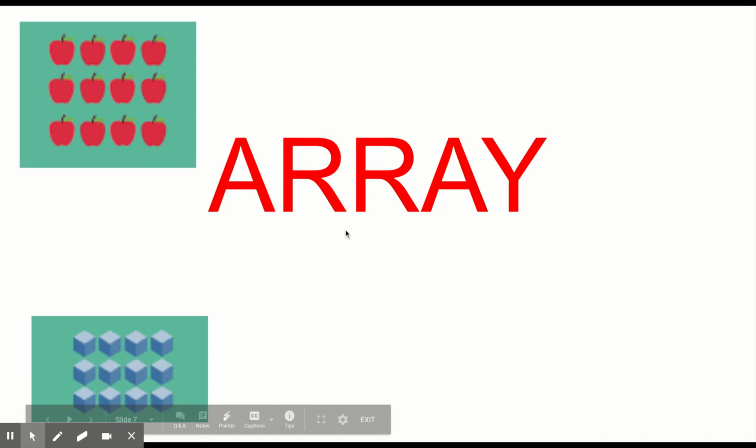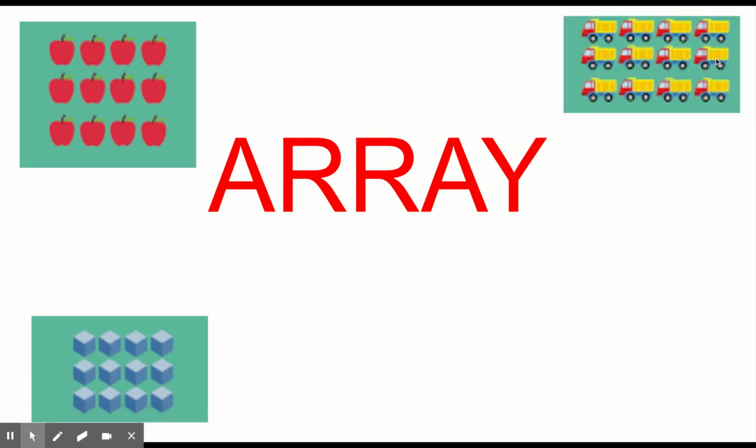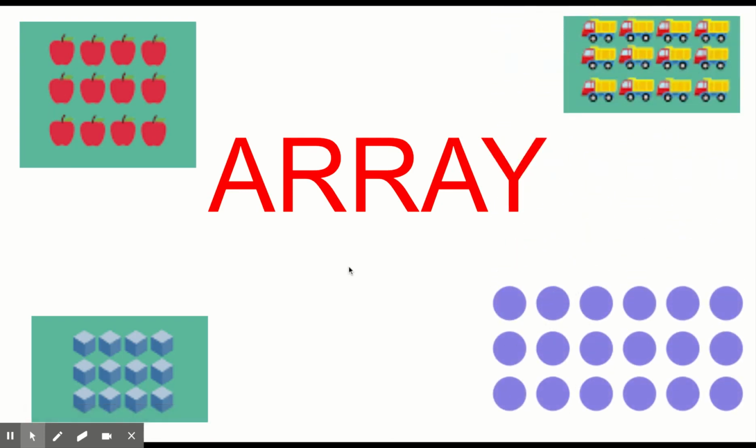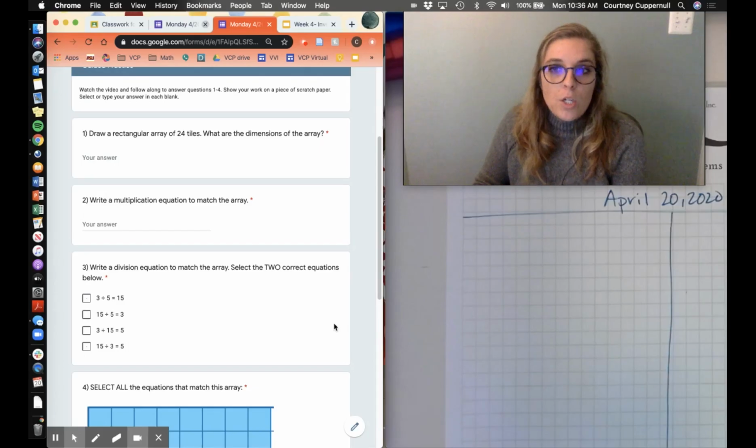We know that those are when we have rows and columns of objects to help us find a product. We know that today we are also going to be using them to practice finding quotients and with division, because we can be using our knowledge of how many totals are in here to figure out what the quotient or how many are in each group. So it is array. That is your word of the day.